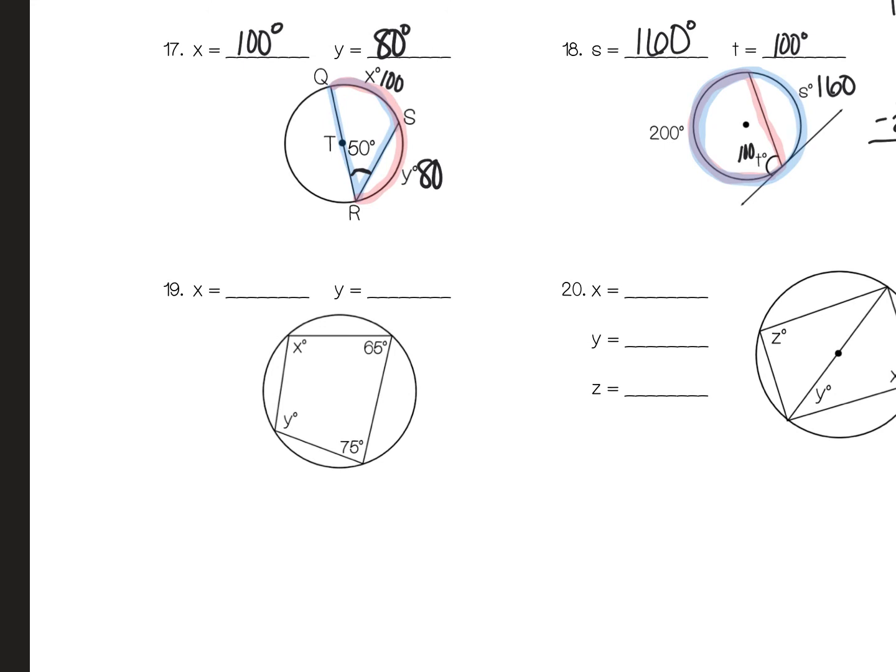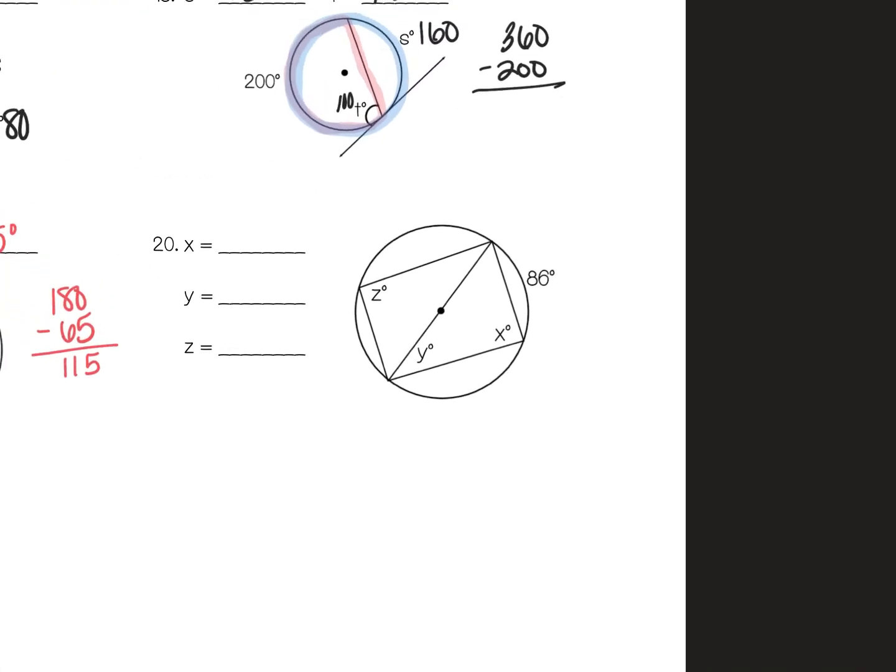For 19, opposite angles of cyclic quadrilaterals add up to be 180. So these two, Y and 65, should add up to be 180. And 75 and x should add up to be 180. So I get 105.